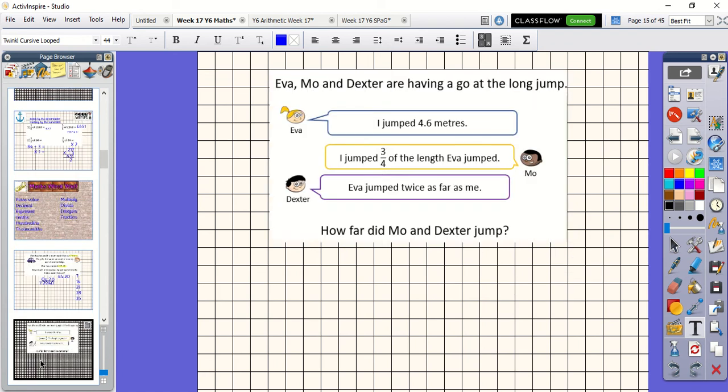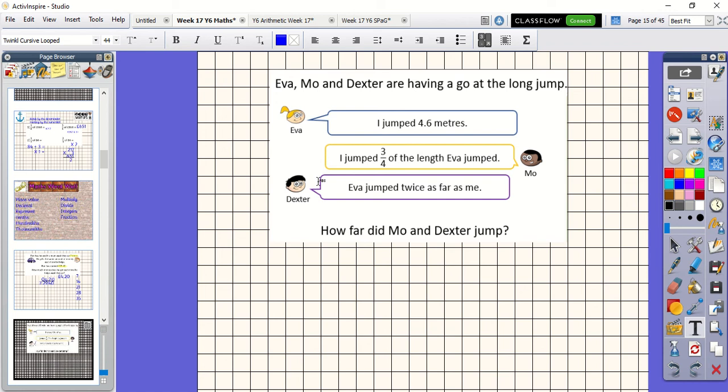Okay then, so moving on, we have got Eva, Mo and Dexter, and they are having a go at the long jump. Eva says, I jumped 4.6 meters. Mo says, I jumped 3/4 of the length Eva jumped. And Dexter says, Eva jumped twice as far as me. How far did Mo and Dexter jump?